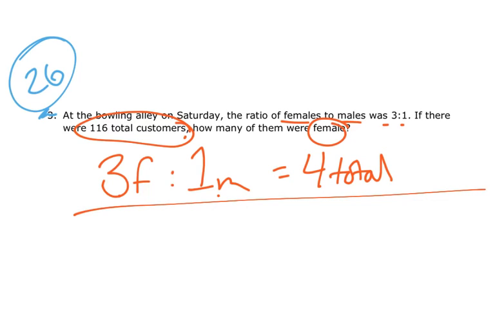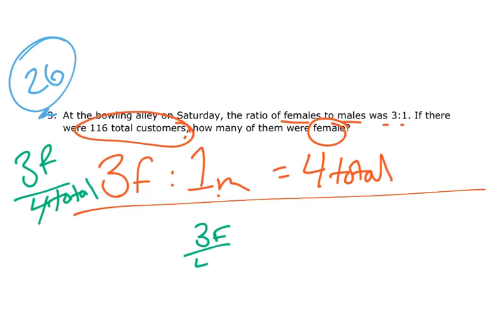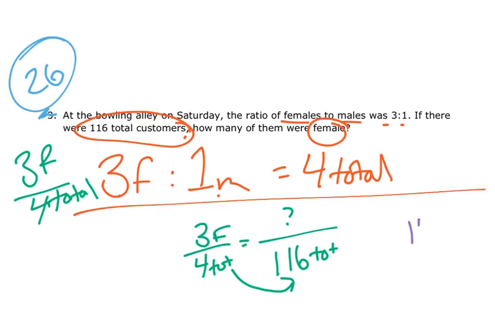All right, so the new ratio we want is that originally there were 3 females to 4 total. And now we want to know, if there are 3 females to 4 total originally, and we have 116 total now, how many females are there? So we have to find our scale factor between 4 and 116. I don't know it off the top of my head, so here's how I can find it.